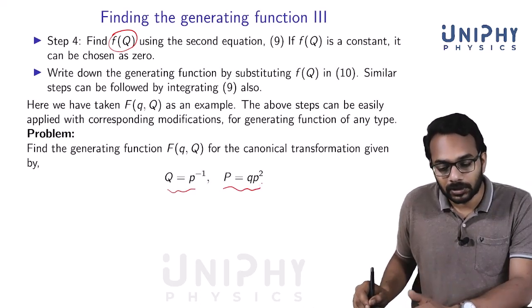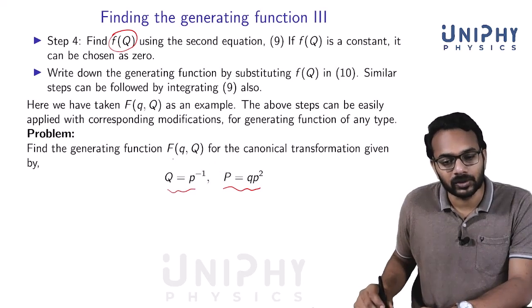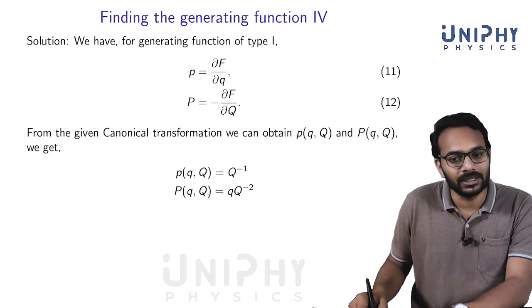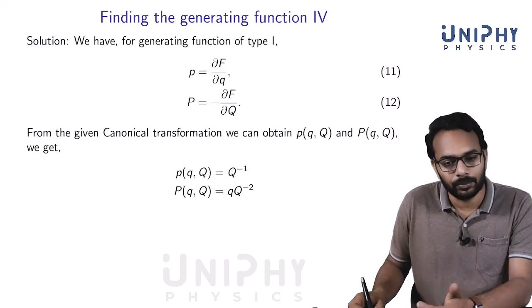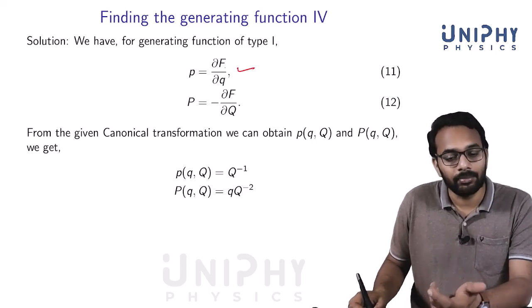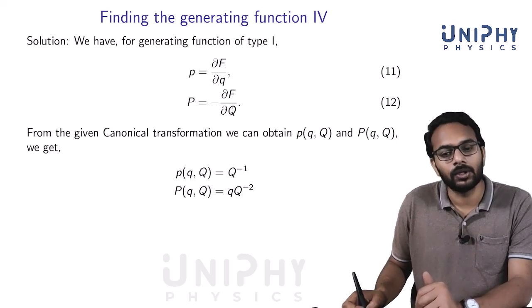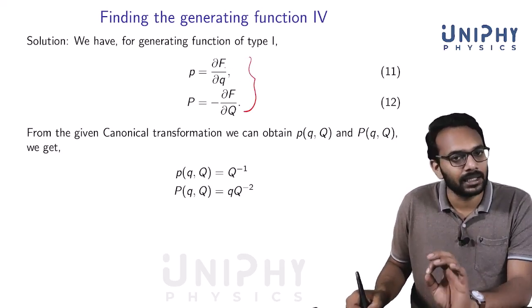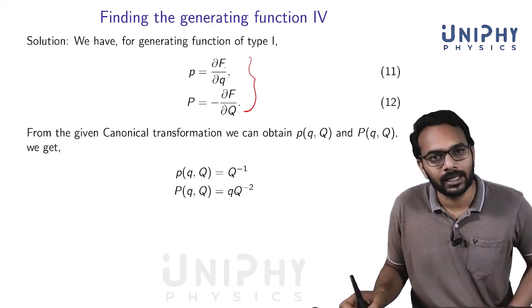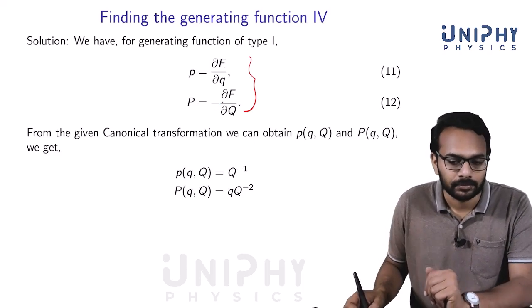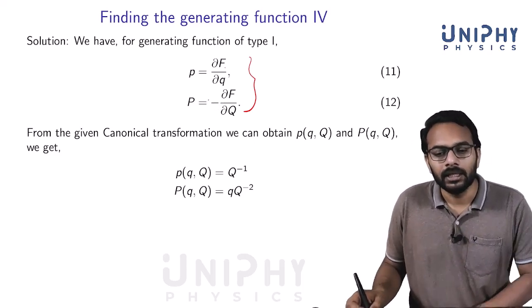So what was the first step? The first step was to write the transformation equations. In this case, this is of type 1, so it's exactly the same. Small p is equal to dou f by dou q. Capital P is equal to minus dou f by dou capital Q. That's the first step. The first step is done. You just write down these equations for the given type of generating function. We know how to write this equation. We know how to fix this sign.